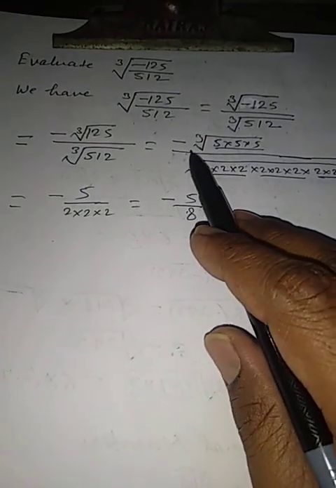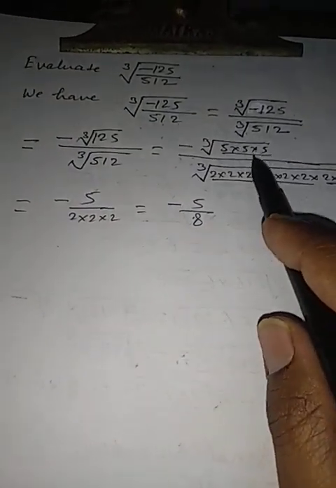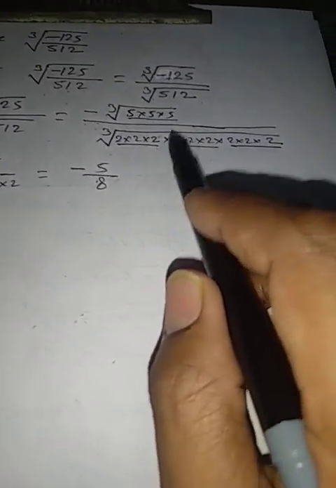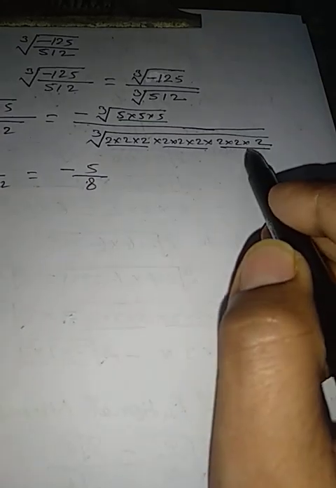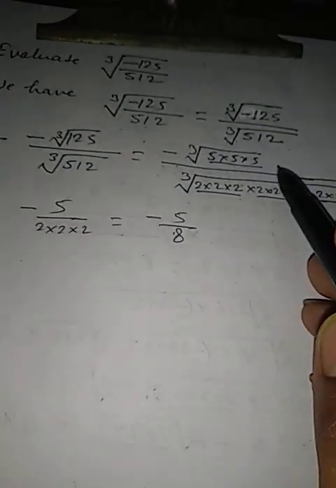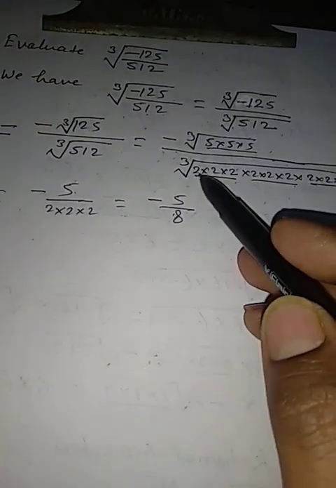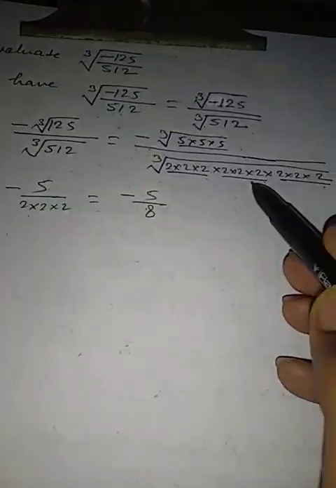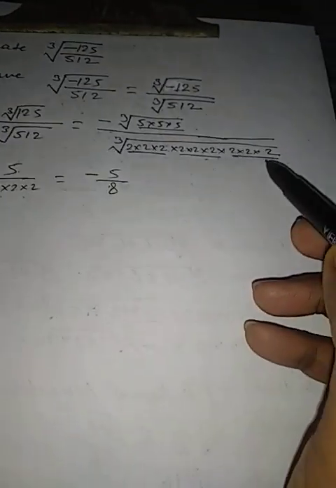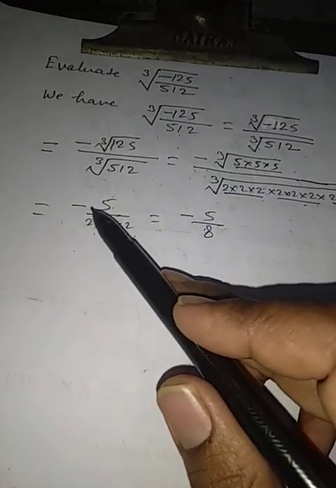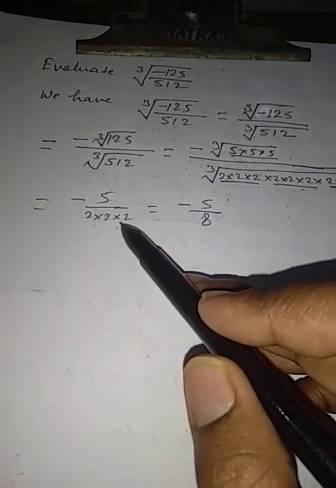For this, minus cube root of 5 into 5 into 5, and for 512 we can write 2 into 2 into 2, 2 into 2 into 2, 2 into 2 into 2. This is the prime factorization of 512. For each triplet I take out one factor: 5 with the minus sign, and 2 for each triplet of 2. So this will be minus 5 by 8.